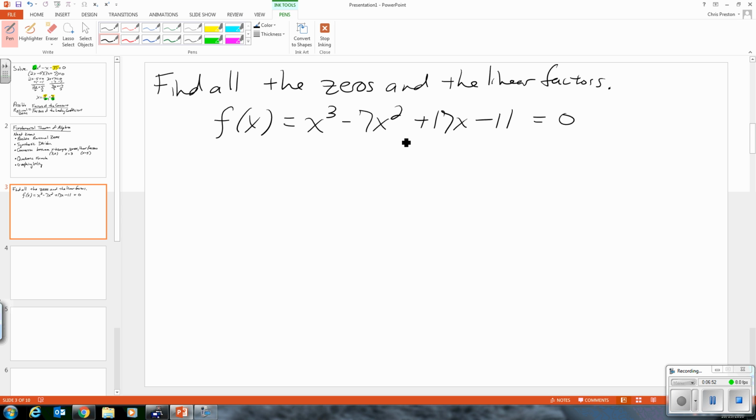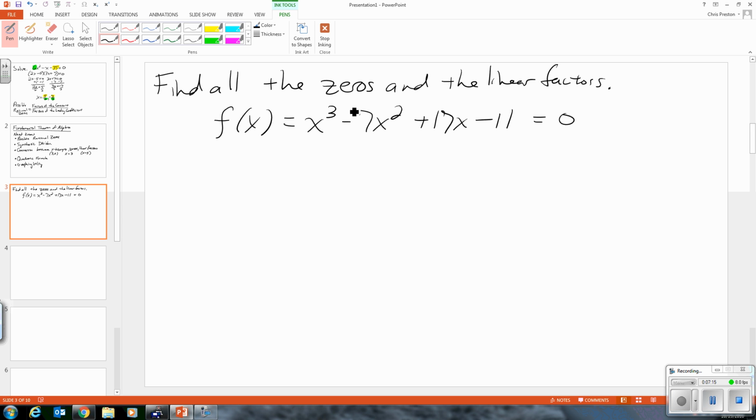I might be able to treat it as a quadratic, but this one I can't because I have 4 terms, and even if I had 3 terms, it has to fit a certain pattern where the first one has twice the power as the middle term, and so that's not going to work. And so at this point, we wouldn't have anything here.